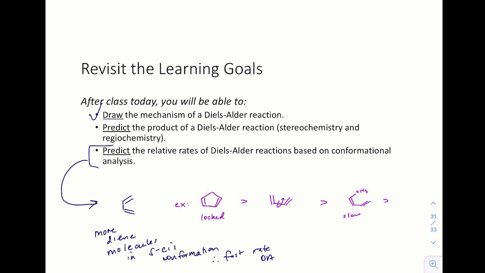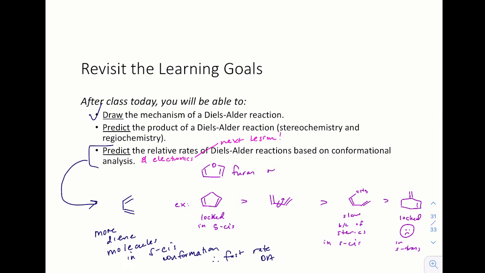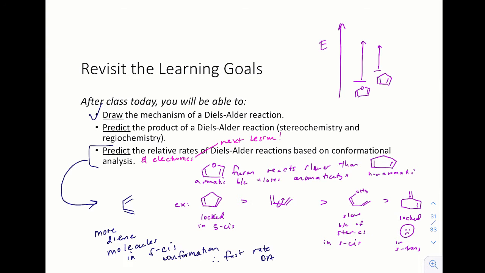And then the slowest would be if the diene is locked in the S-trans, because this doesn't have any chance, zero chance of accessing the S-cis conformation and reacting in the Diels-Alder. We will discuss electronics later. However, we did learn that furan would react slower than the equivalent non-aromatic molecule, since the Diels-Alder reaction would break the aromaticity in the furan.